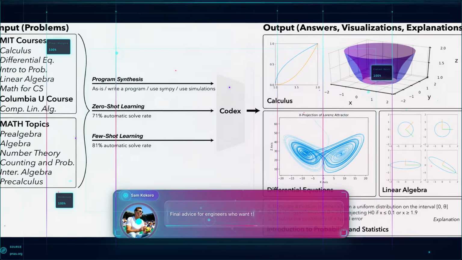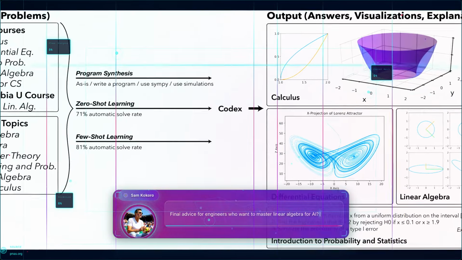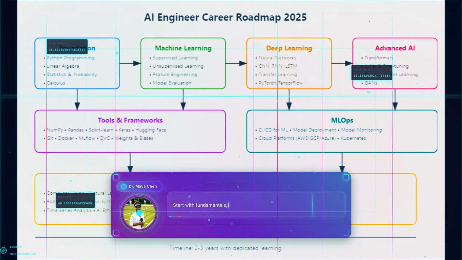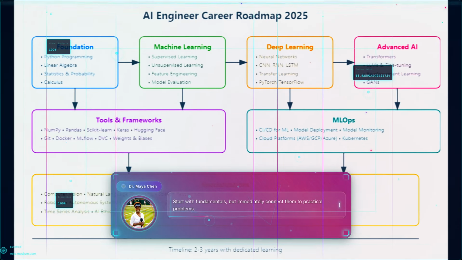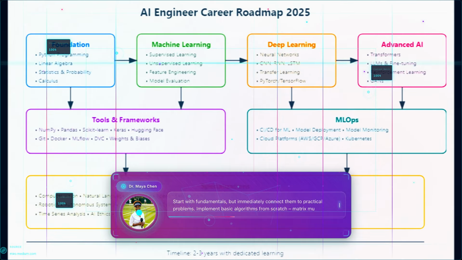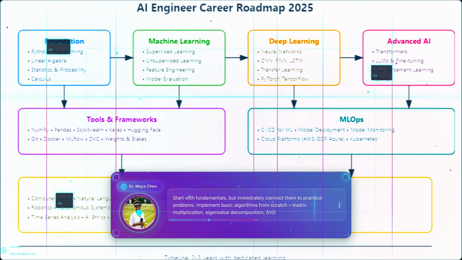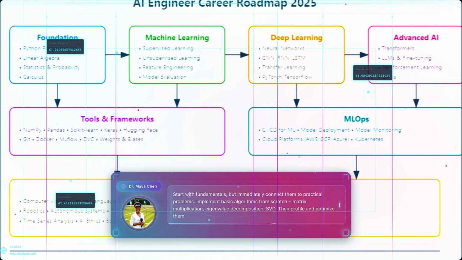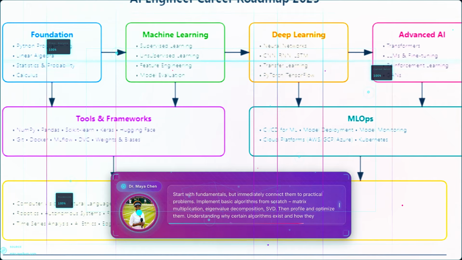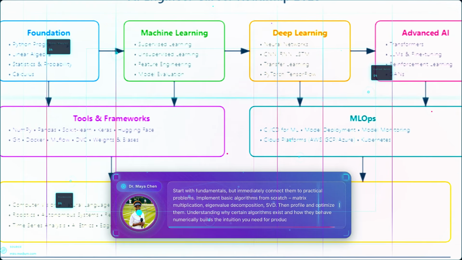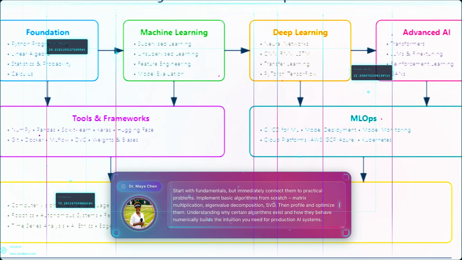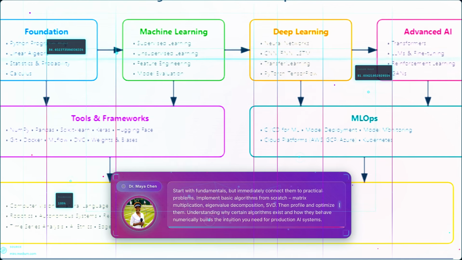Final advice for engineers who want to master linear algebra for AI. Start with fundamentals, but immediately connect them to practical problems. Implement basic algorithms from scratch: matrix multiplication, eigenvalue decomposition, SVD, then profile and optimize them. Understanding why certain algorithms exist and how they behave numerically builds the intuition you need for production AI systems.